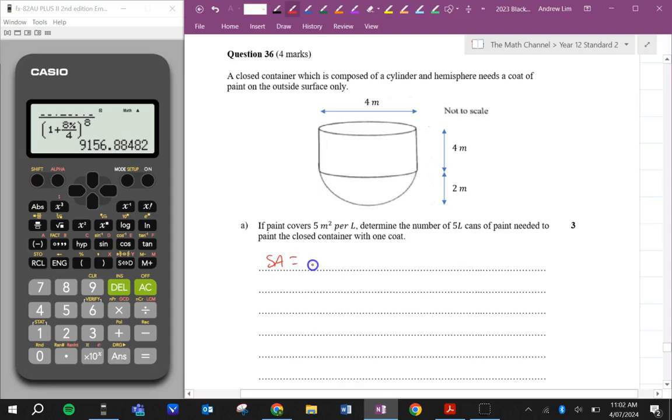We've got the circle, which is pi r squared. We've got the curved surface of the cylinder, which is 2 pi rh. And we've got the curved surface of a hemisphere, so that's half of 4 pi r squared, or just 2 pi r squared. So that's technically 3 pi r squared plus 2 pi rh.